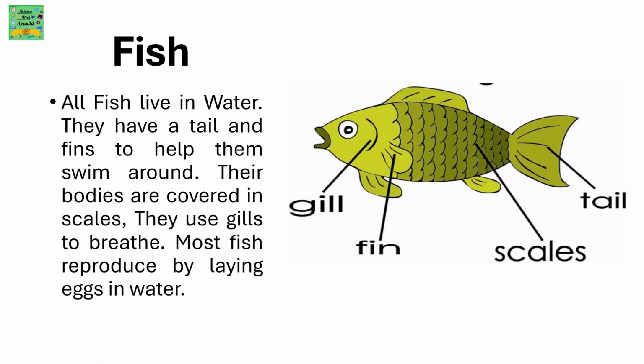Fish. All fish live in water. They have a tail and fins to help them swim around. Their bodies are covered in scales. They use gills to breathe. Most fish reproduce by laying eggs in water.